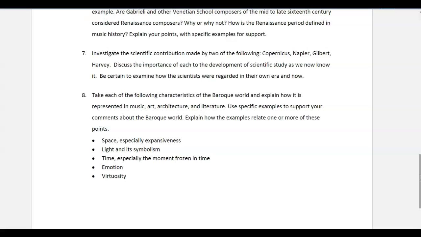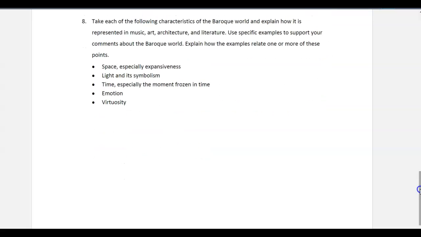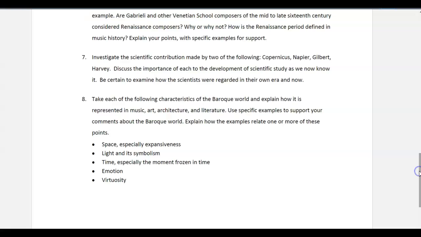But what I ask you to do is take the characteristics of the Baroque world, and you'll see those listed here: space, light, time, emotion, virtuosity. I ask you to use some specific examples. Talk about key paintings by particular artists. Maybe you want to look at Caravaggio, or you want to look at a Michelangelo sculpture, or you would want to look at some of the others that fit into this Baroque era that are part of this time.